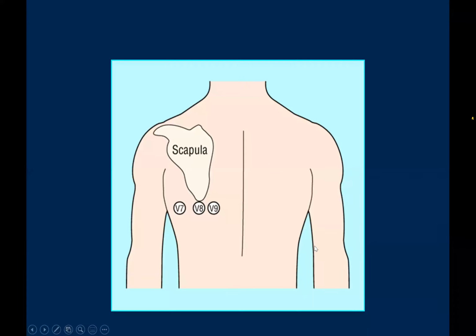Okay, this is how the posterior lead is done. If the machine is 15 leads, then you have V7, 8, and 9 posteriorly. This is at the same level as V6, but at the posterior axillary line. And this is paraspinal, and this is at the scapula.